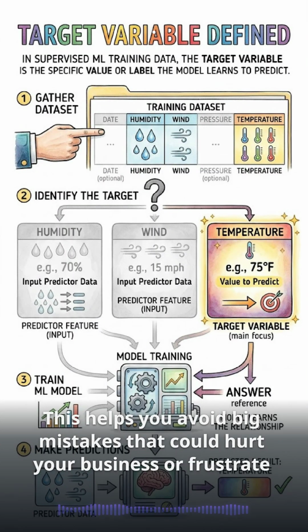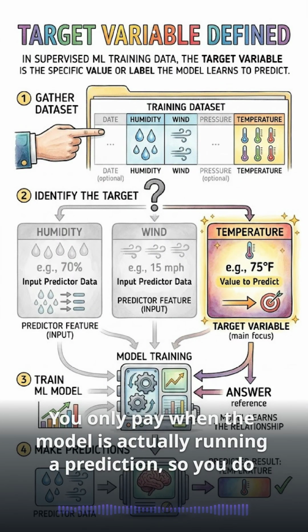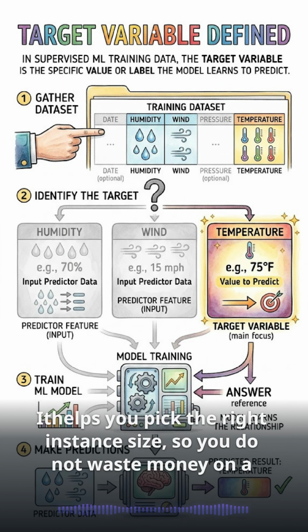You should also think about the cost of running your models, especially if you have a lot of traffic. Amazon SageMaker Serverless Inference is a great way to save money if your app is not used constantly. You only pay when the model is actually running a prediction, so you do not pay for idle time. If your model needs a lot of power for a very short time, you can use Inference Recommender. It helps you pick the right instance size, so you do not waste money on a computer that is too big.